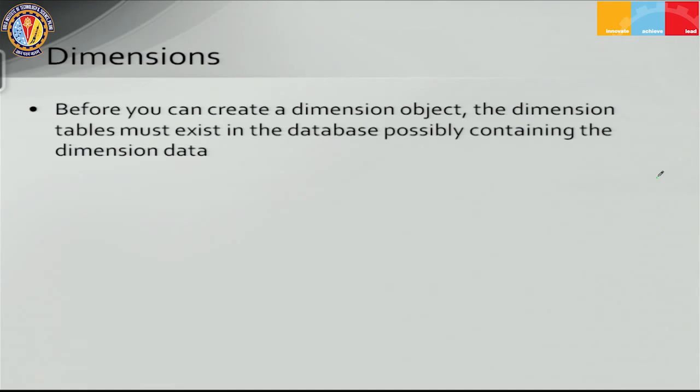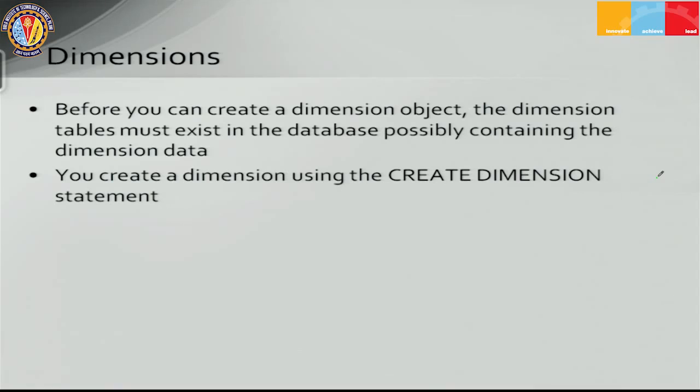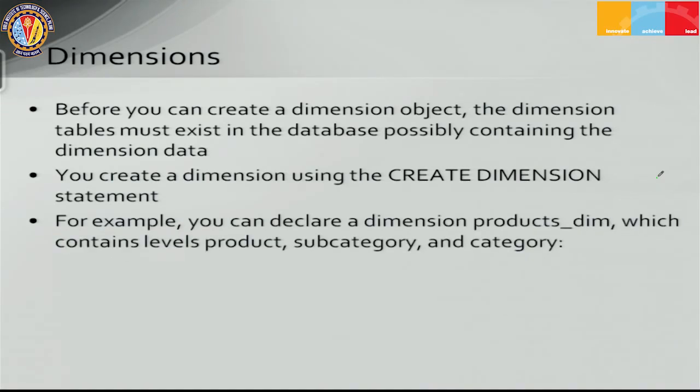So before you can create a dimension object, so dimension is a database object in Oracle, and the dimension table must exist for which you want to create this object, right? And it should contain the dimension data. So you can create a dimension using the create dimension statement. Let me give you an example. You can declare a dimension, product dimension, which is based on the product table that you have, which contains levels: product, subcategory and category.